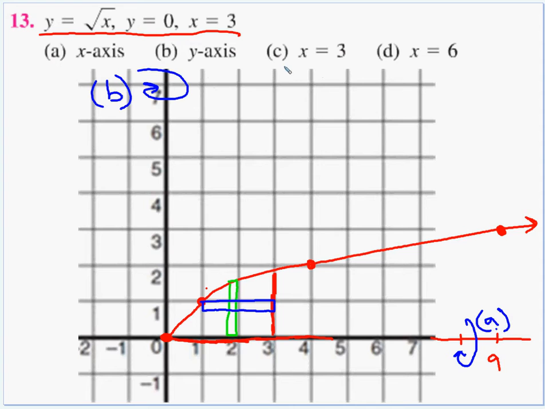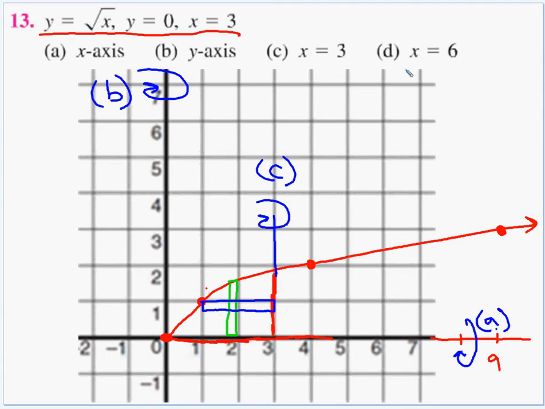Part C, rotational axis is x is 3. So for part C, we're going to rotate it around here. Now again, we're going to be using the same blue representative rectangle because we are perpendicular to the y-axis. So here we are again, we're touching our axis of rotation. So this is going to be a disk method, the height of our rectangle, quantity squared.